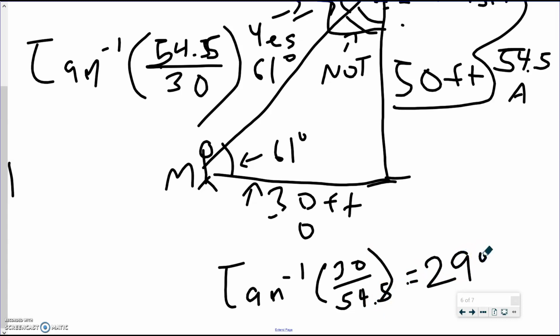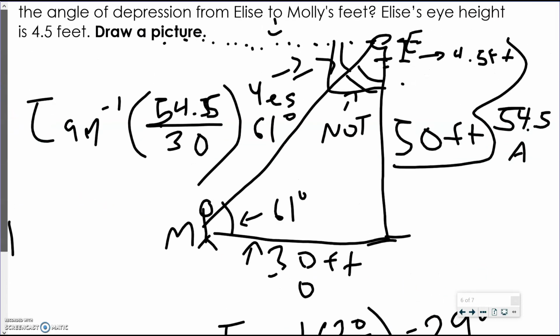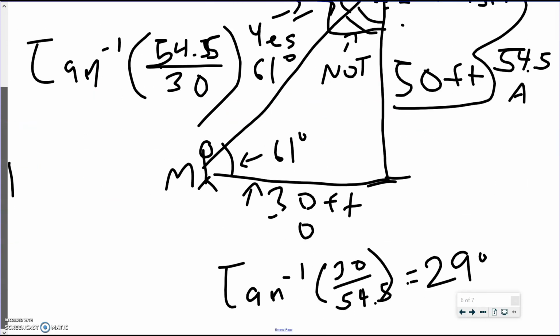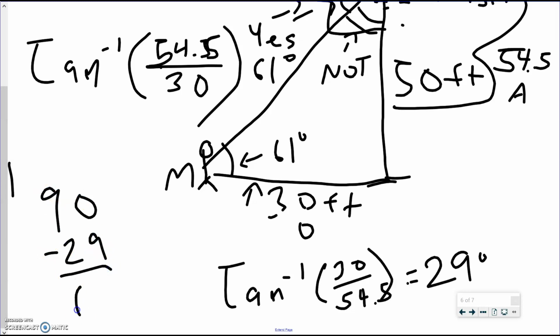If you then try to solve for our angle of depression out here, that is going to be 90 minus angle E, which is 29. So 90 minus 29 degrees gets us 61 as well.